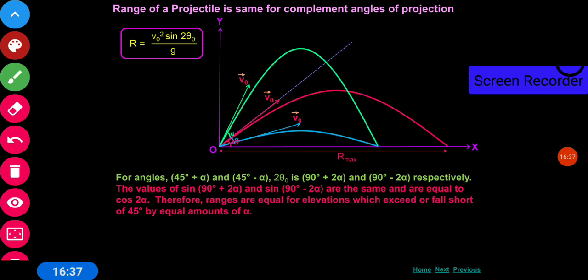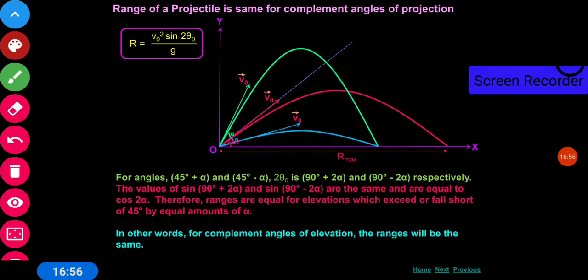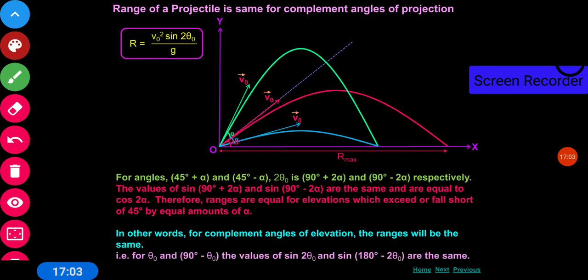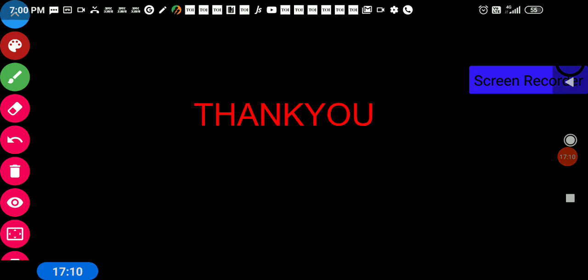Suppose a projectile is thrown at an angle of 30 degrees, then it will have some range, and the complementary angle of 30 degrees is 60 degrees. So if we throw an object with an initial angle of 60 degrees, then again it will cover the same range. The only difference will be in the maximum height. In other words, for complementary angles of elevation the ranges will be the same, that is, for θ0 and 90 − θ0, the values of sin 2θ0 and sin(180 − 2θ0) are the same.